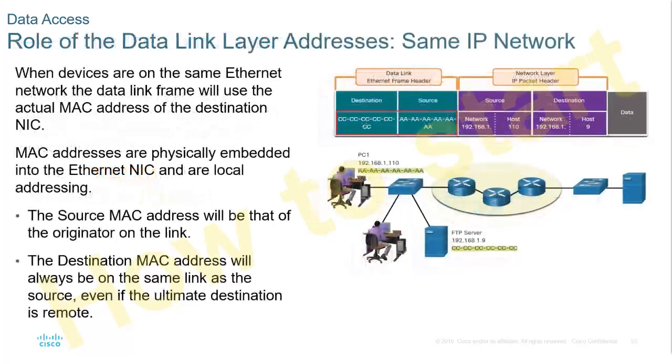So let's look at the larger role here. When a device is on the same Ethernet network, the data link frame will use the actual MAC address of the destination NIC because it's all local. And that means the source address of the originating link will use its local address. When we're sending to the destination, it will use the destination's address.